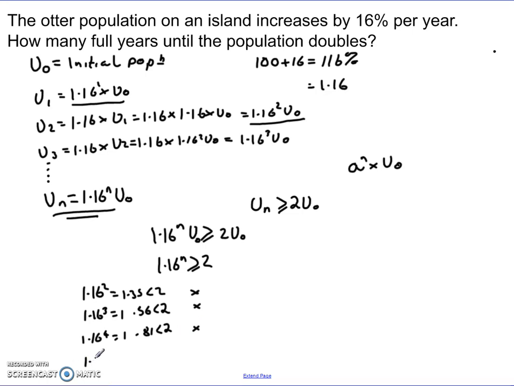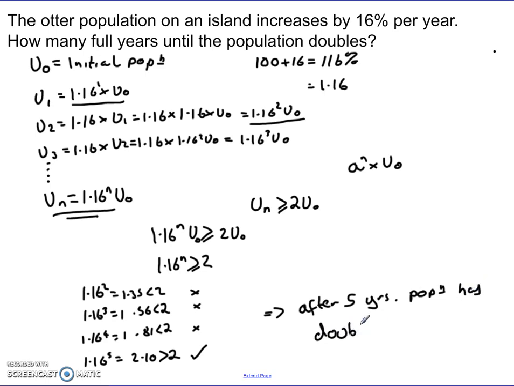But in the 5th year, 1.16 to the power of 5 equals 2.10, which is bigger than 2. So at this point, we've finally hit more than double our population. So what we can then say is that after 5 years, our population has doubled. So after 5 full years, our population's finally hit that point where it's doubled.